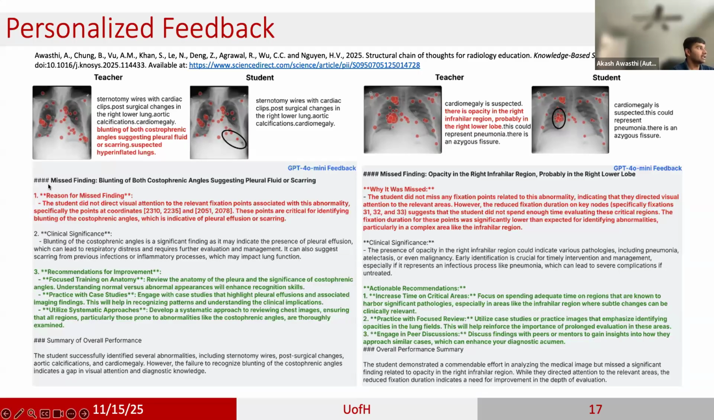For this particular pair, the student missed the abnormality of fluid in the lower region, and this is due to the missing fixation. The model can do this reasoning and tell why it is missing, because these points are missing. This actually helps senior radiologists teach their residents, because now you can give very detailed feedback on why you missed this abnormality.